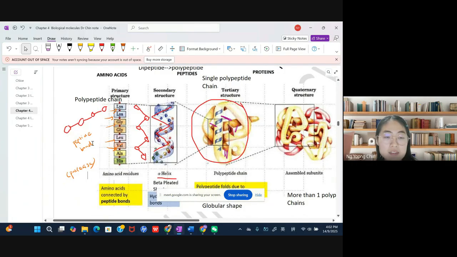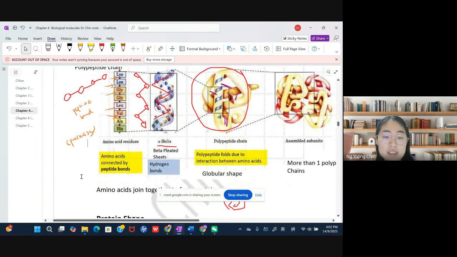So you can see that this peptide bond will join the amino acids together, and then they will form a polypeptide chain like this. So this is a polypeptide chain, okay? Polypeptide chain.